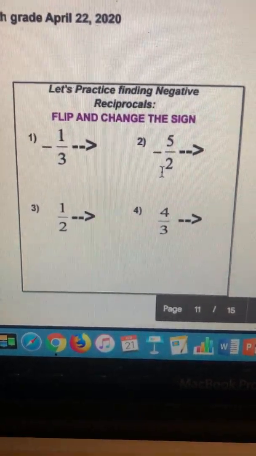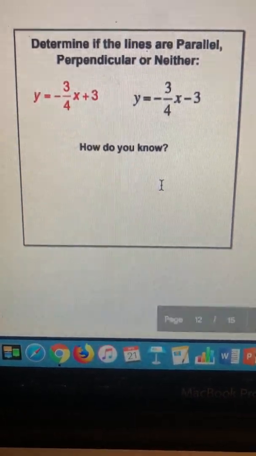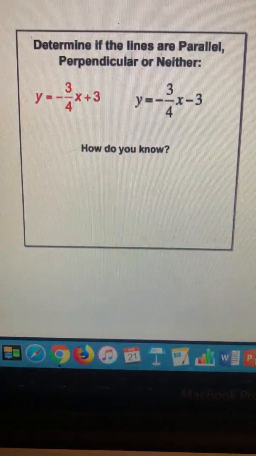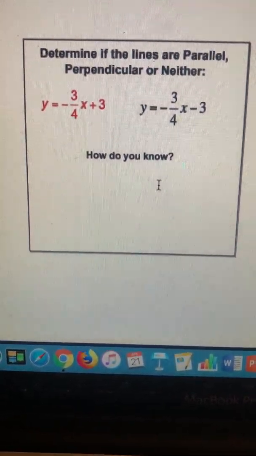Okay? The rest of the lesson is just going over negative reciprocals. I have you practice doing a few of them, and then I give you a few examples like we did in class where you identify if the lines are parallel, perpendicular, or neither using those conclusions that we just made.